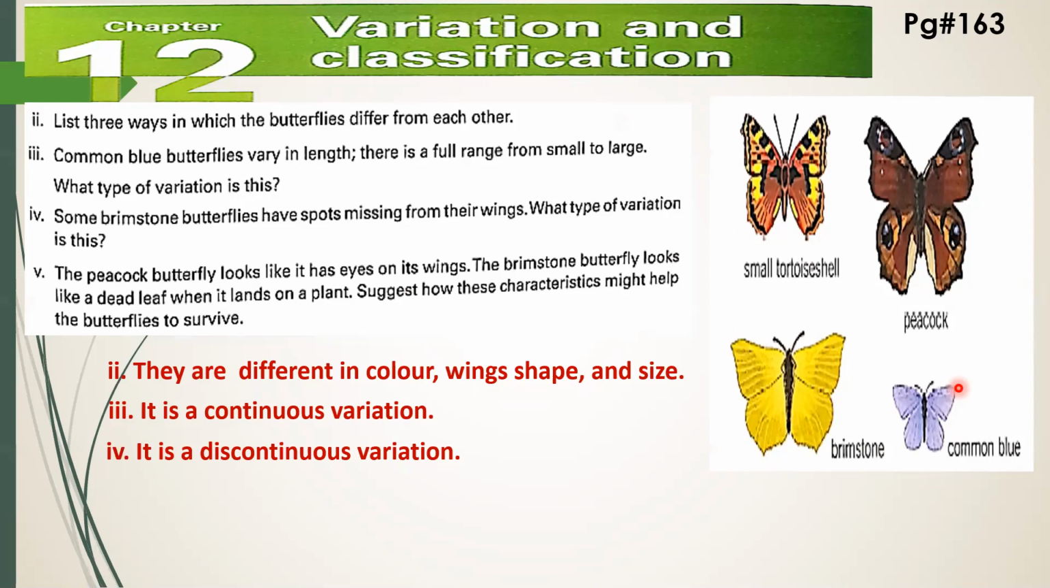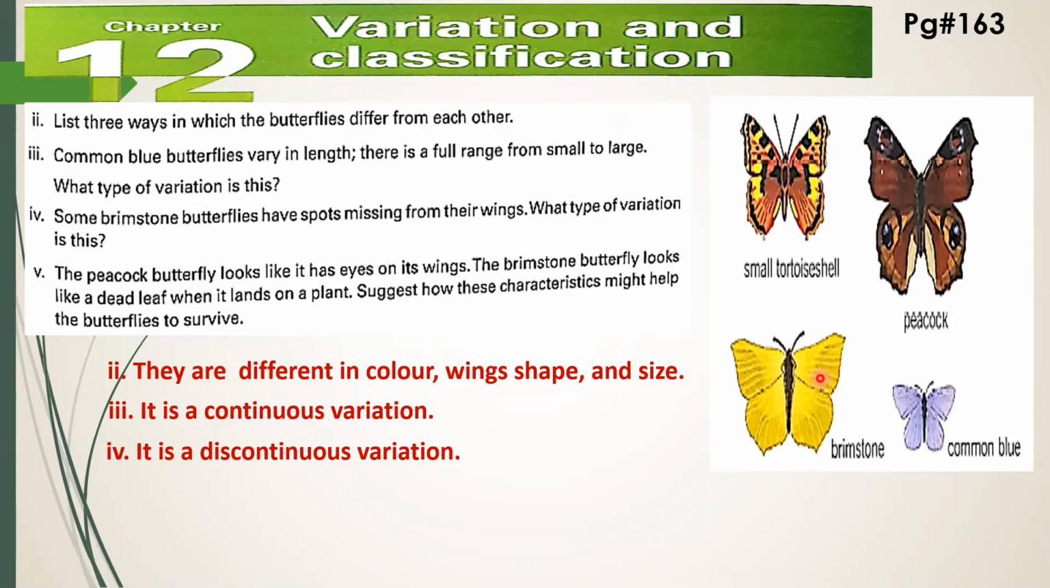Okay, the fifth part is: the peacock butterfly looks like it has eyes on its wings. The brimstone butterfly looks like a dead leaf when it lands on a plant. They were talking about this brimstone butterfly. Its color is yellow. It looks like a dry leaf or a dead leaf when it is sitting on a plant.